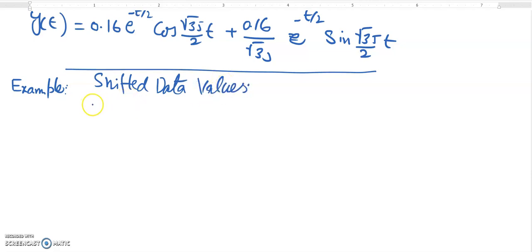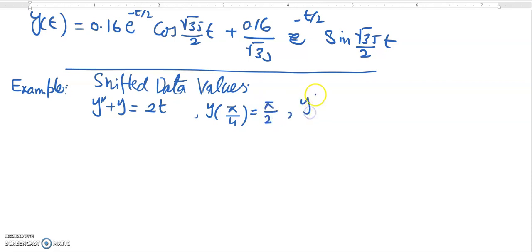So let's take the question for the solution. y double prime plus y is equal to 2 times t, whereas the values are not given at time t equal to 0. The values are given at time t equal to pi by 4, where the y value is pi by 2, and the y prime value at pi by 4 is 2 minus root 2.